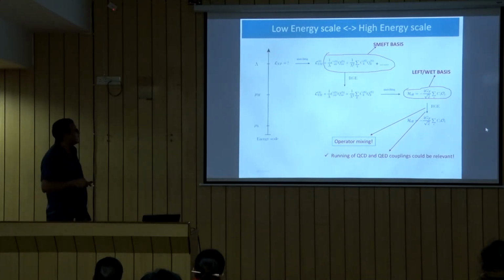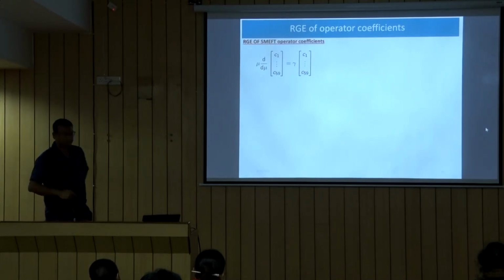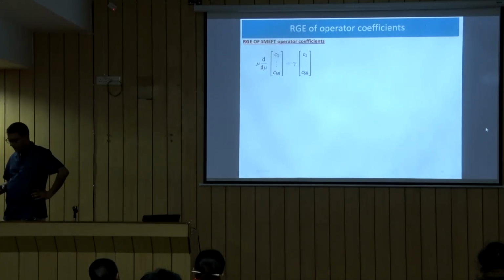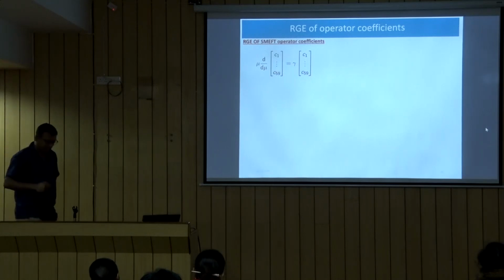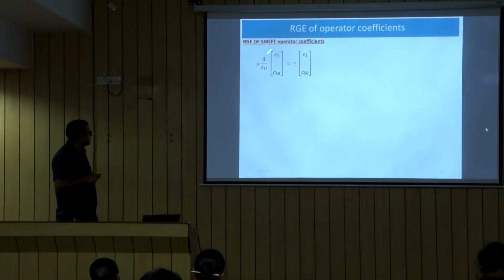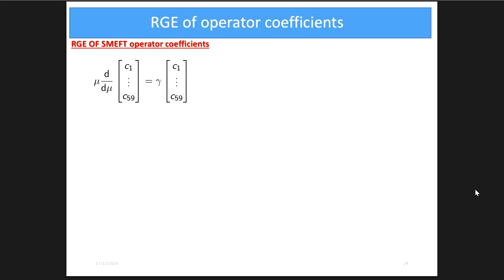Okay. So now, how exactly could this be done in a realistic scenario? Consider RGE for the operator coefficients. I have written down this equation for the SMEFT basis. So you know 59 operators. So in principle, this is how you can write down the running equation, the RGE equation, for those sets of operators or for those sets of Wilson coefficients.